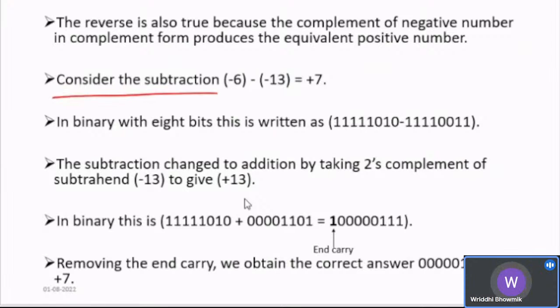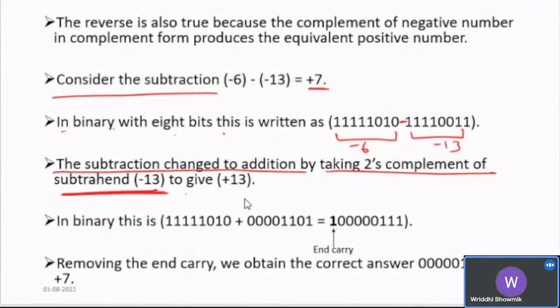So consider the subtraction minus 6 minus of minus 13. So it gives you plus 7. Now in binary with 8 bits, this is actually minus 6, and this is actually minus 13, both represented in the 2's complement form, and in between there is a minus sign, right? Minus 6 is represented in 2's complement form, minus 13 is also represented in 2's complement form, but in between there is a negative sign, because we are actually doing the subtraction. The subtraction is changed to addition by taking the 2's complement of the subtrahend minus 13 to give plus 13.